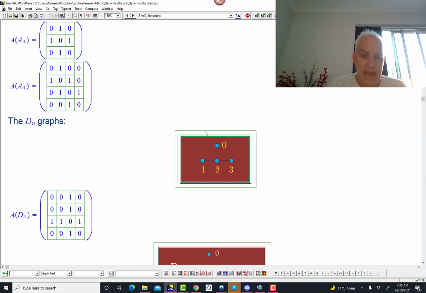When we go to Dn, it's nice to do D4 a little bit separately. It has some special properties. So here is the adjacency matrix for D4. Let's just check this to make sure we're all on the same page with respect to adjacency matrices.